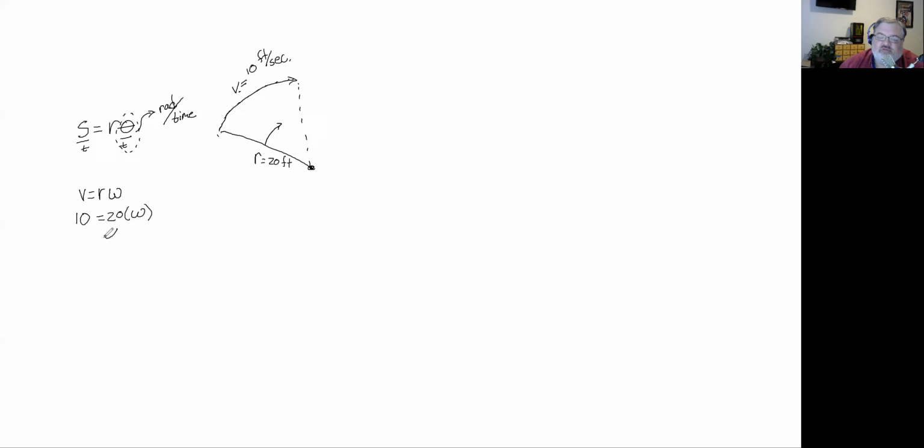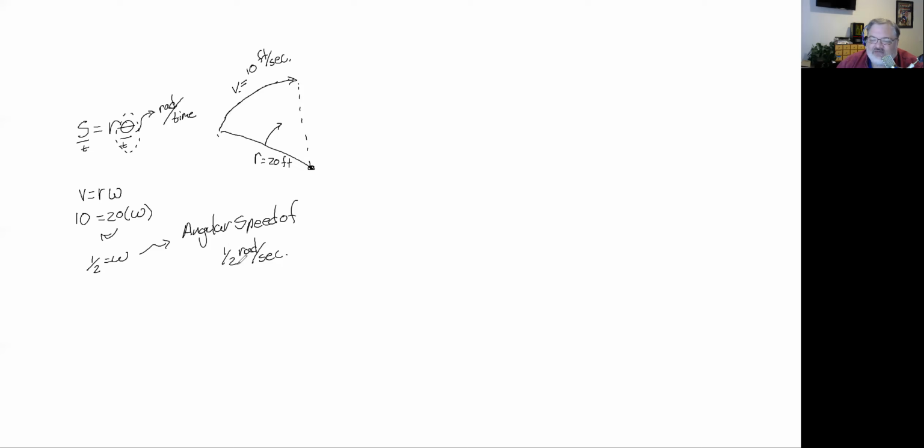So divide off the 20. That's going to give us 1/2 equals omega. So that's an angular speed of 1/2 radians per second. So we turned that linear speed of 10 feet per second into an angular speed of 1/2 a radian per second.